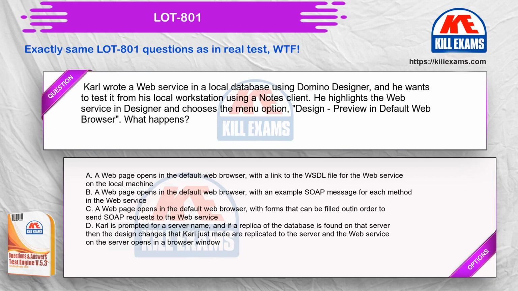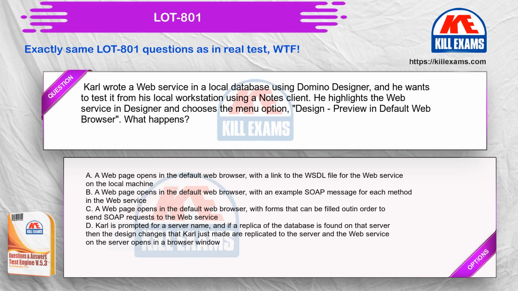Carl wrote a web service in a local database using Domino Designer, and he wants to test it from his local workstation using a Notes client. He highlights the web service in Designer and chooses the menu option, Design, Preview in default web browser. What happens? Option A. A web page opens in the default web browser, with a link to the WSDL file for the web service on the local machine.